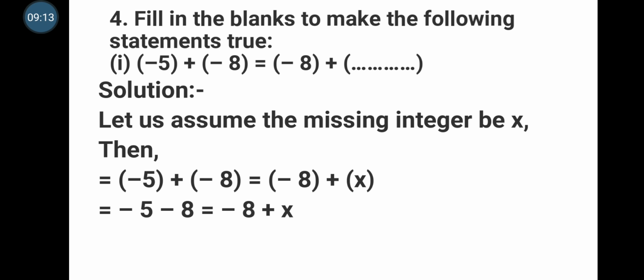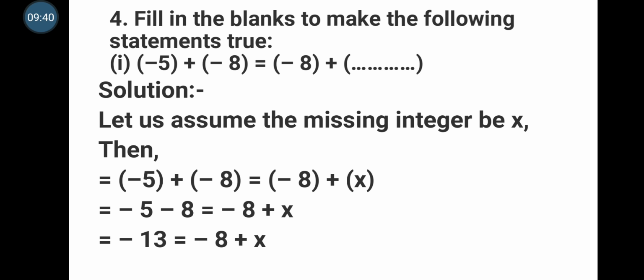So minus 5 minus 8. Why? Because outside the bracket you have plus, so plus into minus is minus only. So you will write minus 8. Minus 5 minus 8 equal to minus 8 plus x. So minus 13. Why did minus 13 come? Because both the numbers are negative. Add the numbers together, that is 13, and put the sign, that is minus.